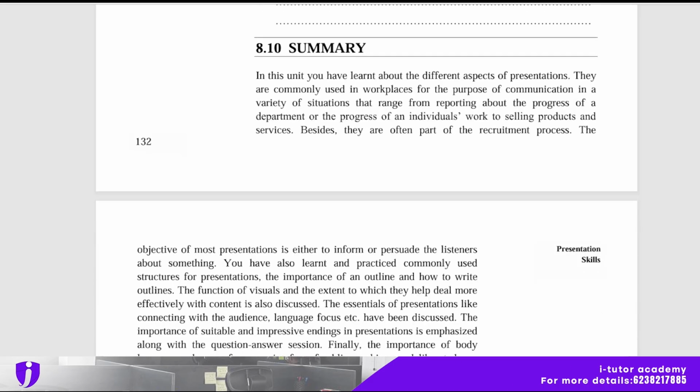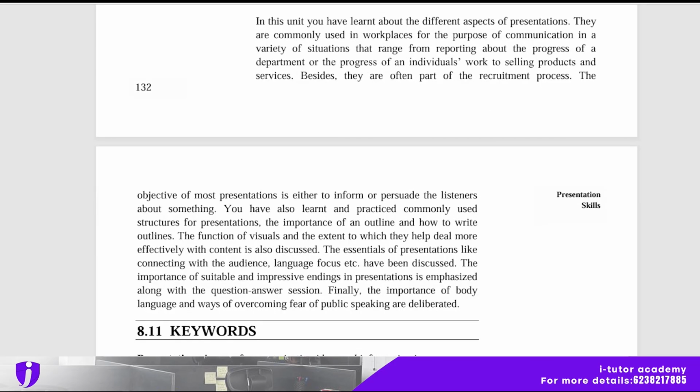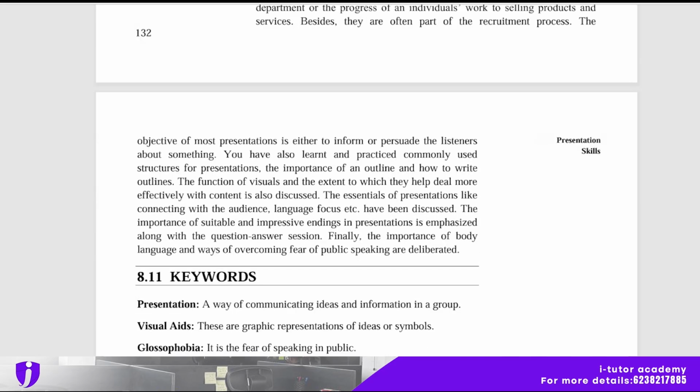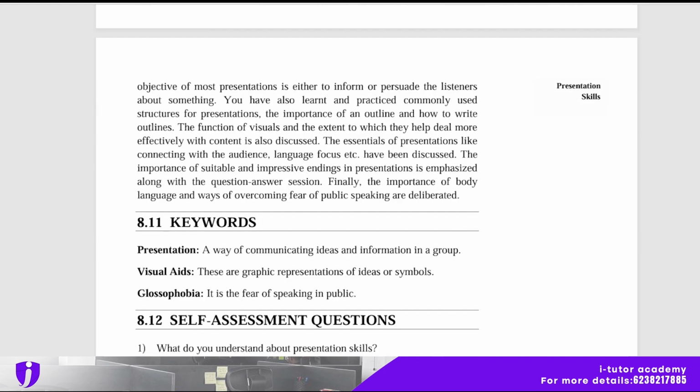So in this unit you have learned about the different aspects of presentations. They are commonly used in the workplace for the purpose of communication in a variety of situations that range from reporting about the progress of a department or the progress of an individual's work to selling products and services. Besides, they are often part of the recruitment process. The objective of most presentations is either to inform or persuade the listener about something.